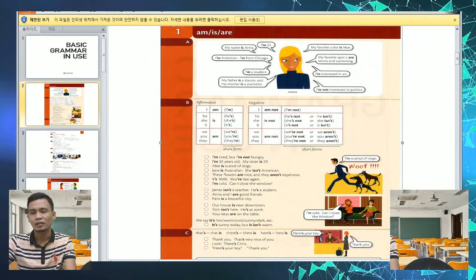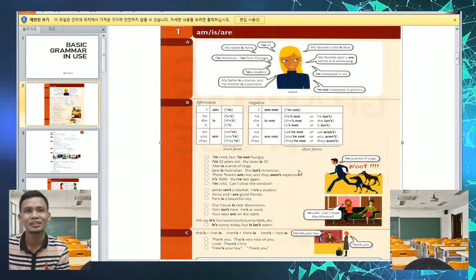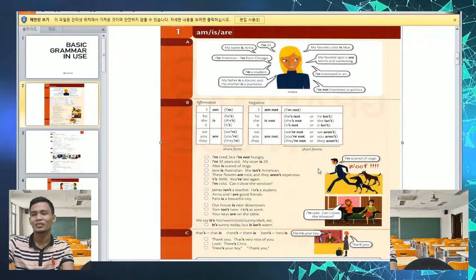Last time, we were not finished yet with our topic, which is the usage of the linking verbs: is, am, and are. We're not done yet, so we're going to continue. This time, I guess we're finished already with affirmative and negative, as well as the short form and the long form of is, am, are.